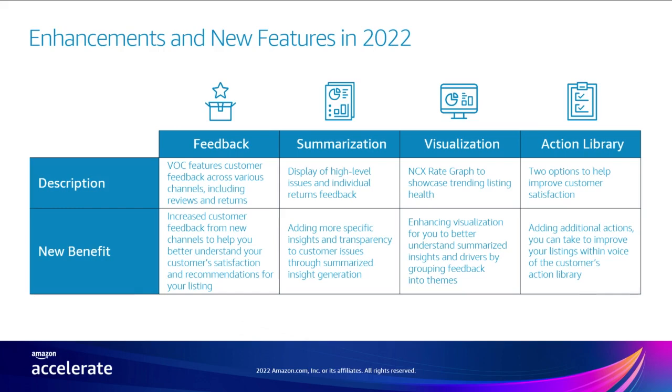Lastly, we're expanding our action library. Today, we provide 2 standard options to help you improve customer satisfaction. However, we know that these 2 options aren't tailored to address various product issues. We're going to keep working on it, but we're starting with introducing options that connect you to relevant help pages or Seller University videos that are specific to your listings issues.